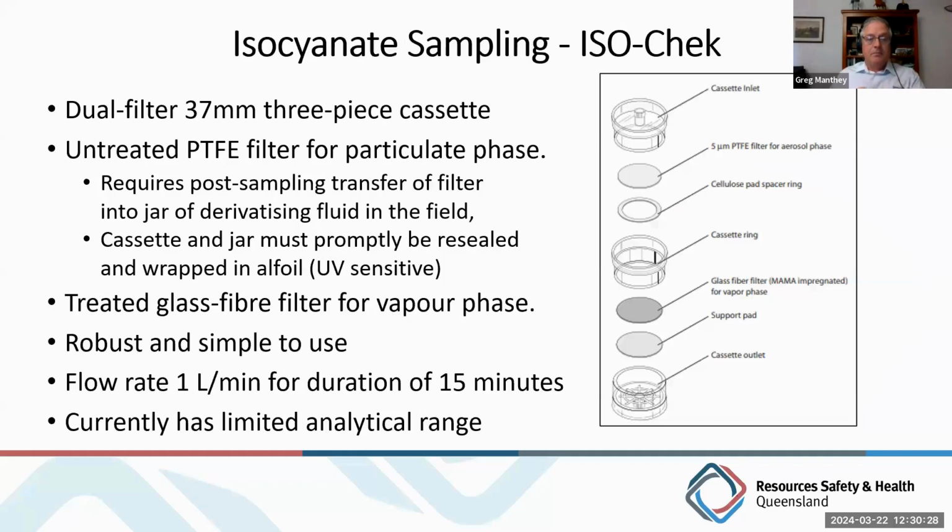The second sampling media that we used for isocyanates was the IsoCheck. Again, SKC. It's a dual filter cassette, one filter for particulate, one for the vapor phase. The trick with this one was that the particulate filter needs immediate removal post-sampling to be placed into a jar of derivatizing fluid, and then everything's got to be resealed and wrapped in alfoil afterwards. The samplers are quite easy to use and robust. They're just complicated by that transfer of the filter in the field, but the flow rate again was pretty good. The method talks about a 15-minute sampling duration, but we sampled for longer in the field because we weren't particularly worried about overloading. This sampler also has limited analytical range.